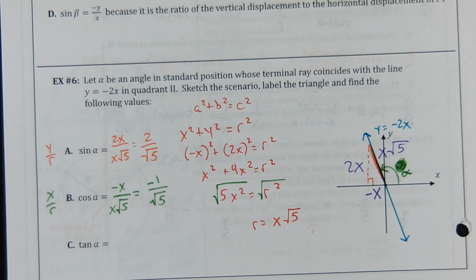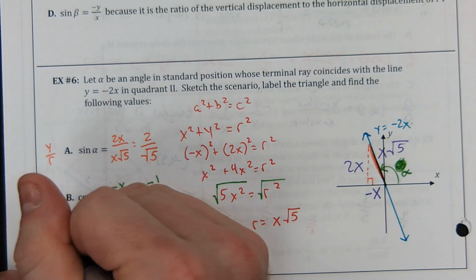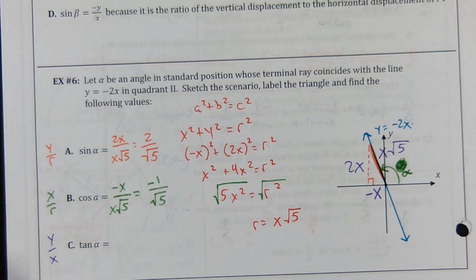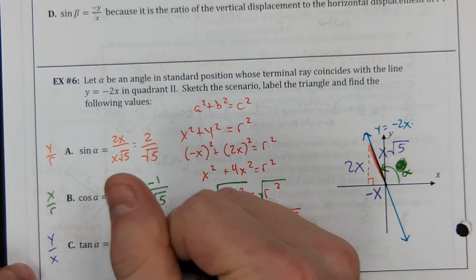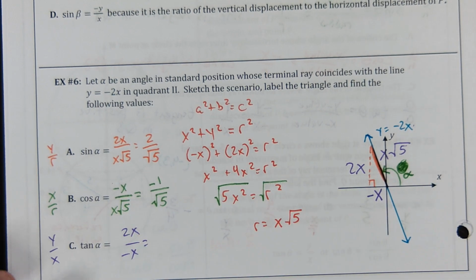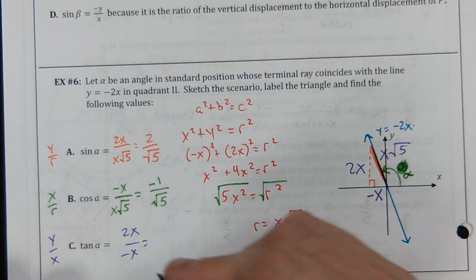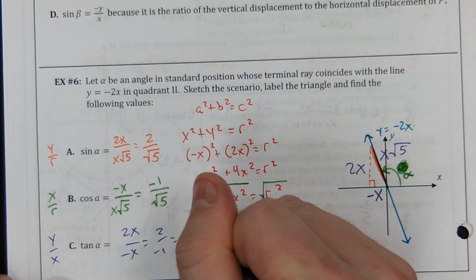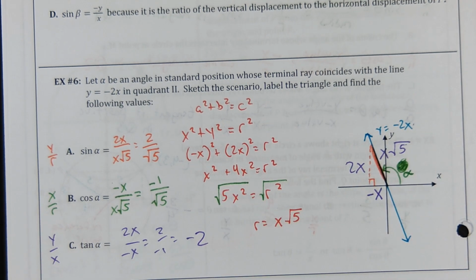And for tangent, I've been using purple, y over x. Our y value is 2x. Our x value is negative x. The x's cancel to get me 2 over negative 1, which is just negative 2.